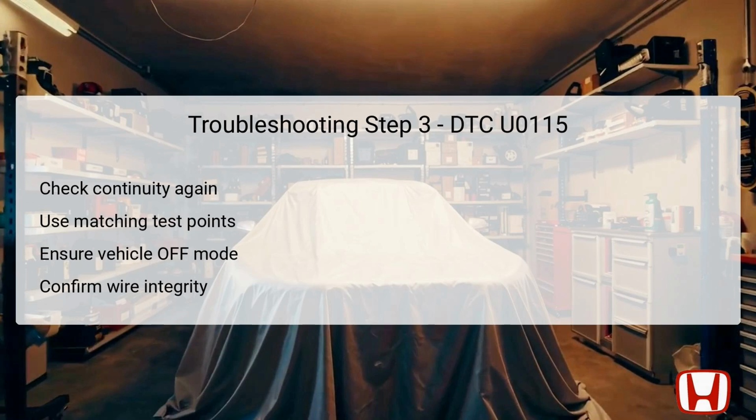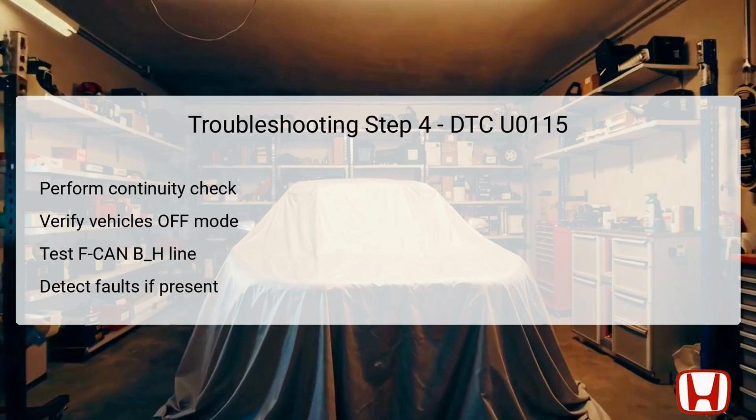A positive continuity reading confirms that the wire is intact, allowing for proper communication flow between the PCM and TCM. If continuity is absent, however, this indicates an open circuit that requires repairs or replacement in the wiring between these critical modules. Moving forward in the troubleshooting process, the fourth step involves checking the FCAN-BH line for continuity.